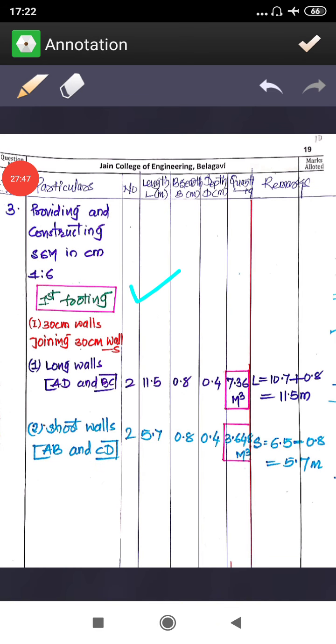Now for the first footing, 30 centimeter wall joining 30 centimeter, you have AD and BC as long walls, so the same criteria applies: center to center plus one full width. So you will get 11.5 meter here, two numbers into 11.5, width is 0.8 and thickness is 0.4, so you will have 7.36. Similarly, you deduct one full width for the shorter wall, so here you have 6.5 minus 0.8, which is 5.7 meter length of a shorter wall. So the quantity is 2 into 5.7 into 0.8 into 0.4, that equals 3.648 meter cube quantity.